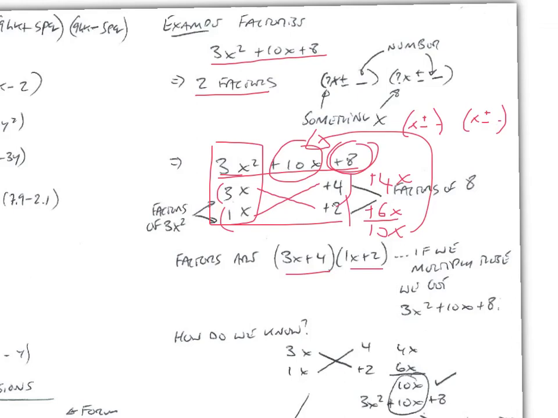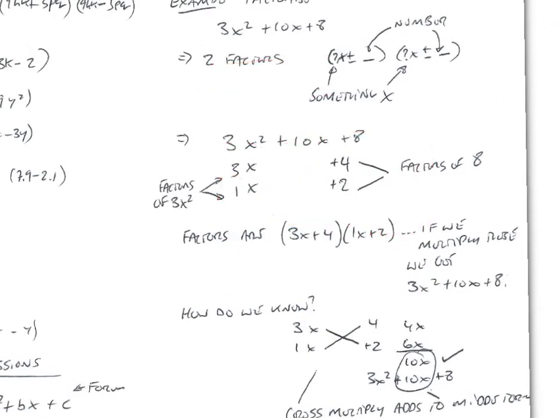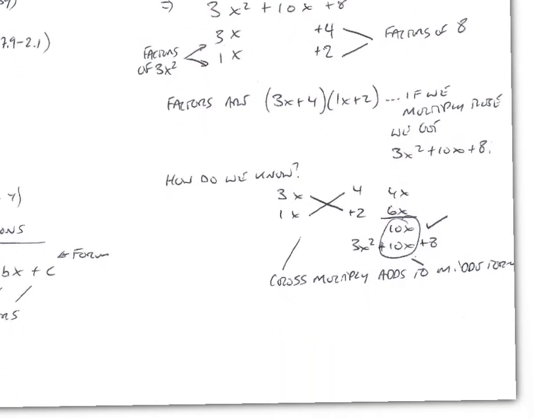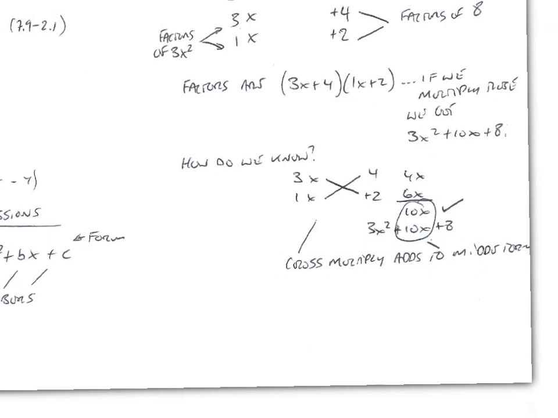Okay? So how did we know how to do that? Well, the cross multiplying is the way to do it, and it's kind of by trial and error, and we'll meet more of these examples in the next video.